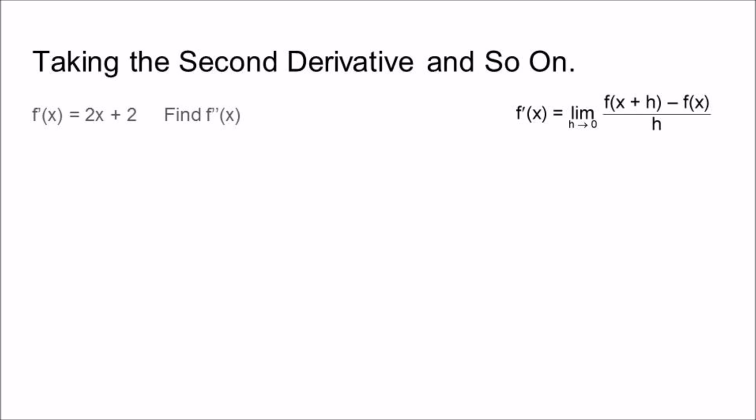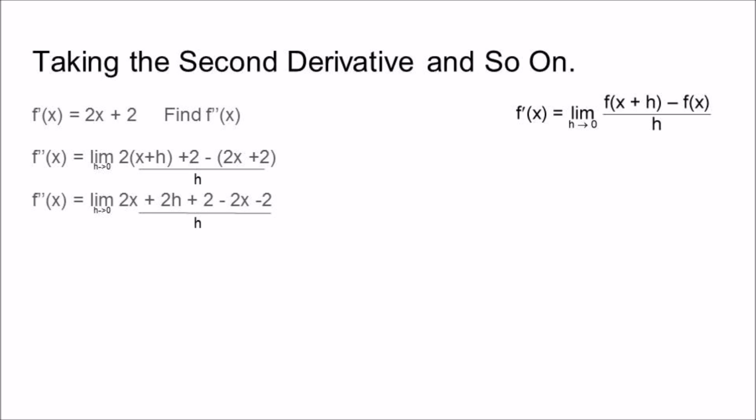Find the second derivative of the original function using the derivative definition. Replace all x's for f of x plus h with x plus h. Use algebra to distribute accordingly. Combine like terms. Now we have the second derivative, which equals 2.